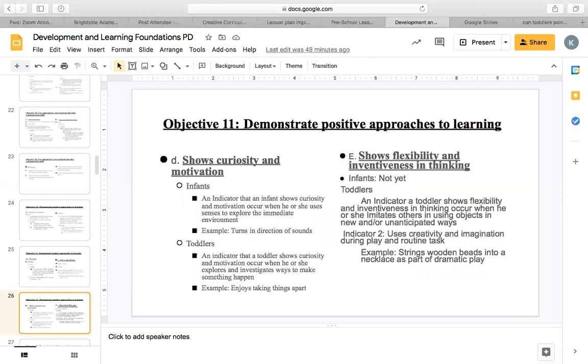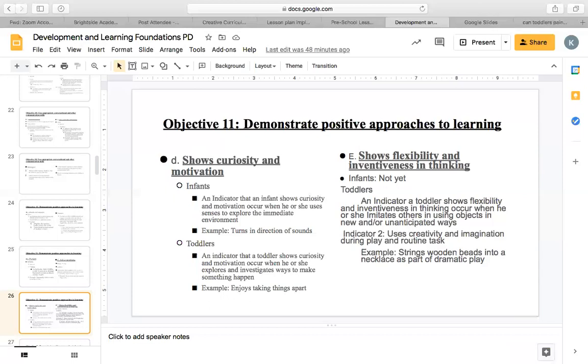Shows curiosity and motivation. Infants. An indicator that an infant shows curiosity and motivation occurs when he or she uses senses to explore the immediate environment. Example, turns in direction of sounds. Toddlers. An indicator that a toddler shows curiosity and motivation occurs when he or she explores and investigates ways to make something happen. Example, enjoys taking things apart.